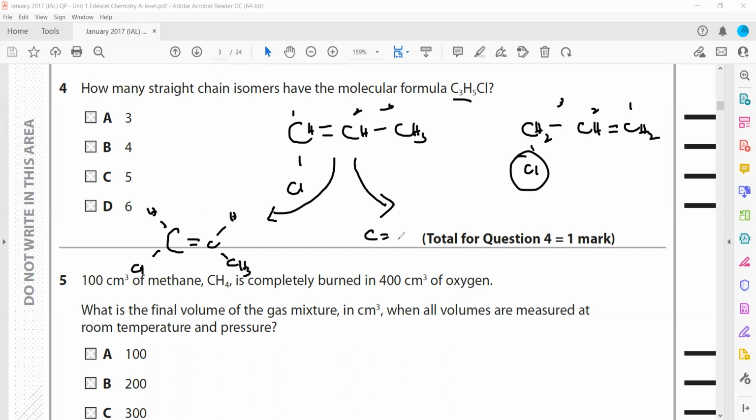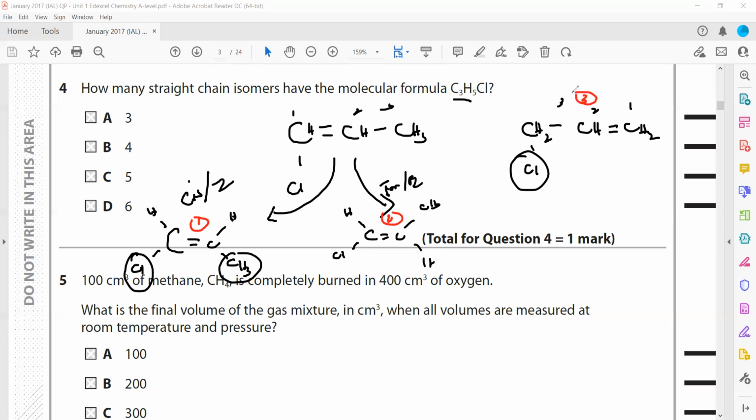And C double bonded with C, H is there, Cl is there and CH3 up and H down. So one will be the heavy group, like Cl and CH3. So this is a heavy group. So it will be cis, or we can say Z, and this will be trans or E. So this is one. And there is also a possible isomer. This is one. This one is two, three.